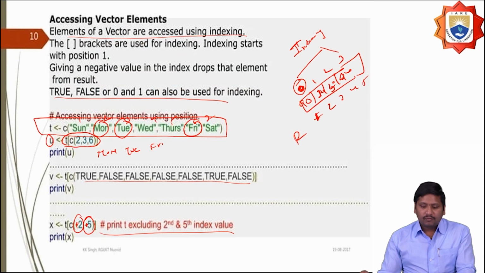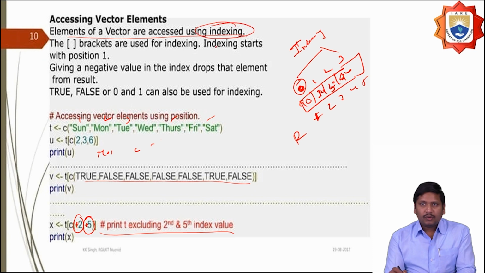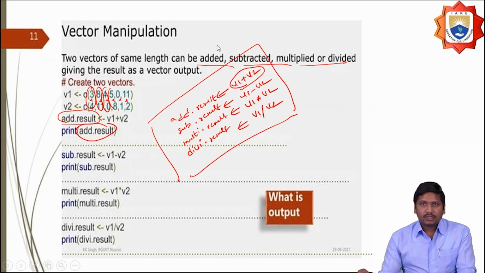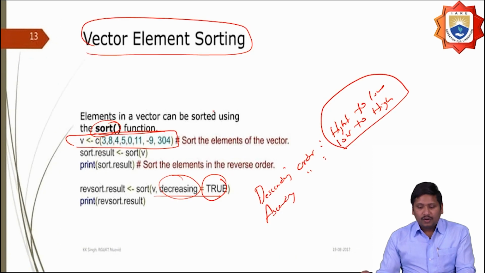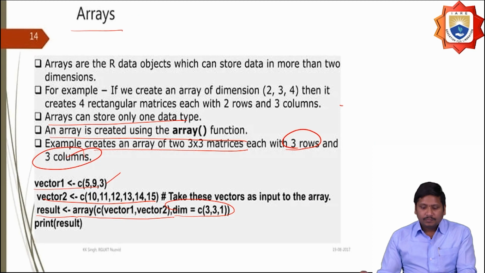And accessing vector elements: how are we going to access the vector elements? By making use of the c function, we can show it in the form of indexing, so we can access the vector elements. And vector manipulation: we can perform addition, subtraction, multiplication, and division. And vector element sorting: we can sort the elements by using the sort method.